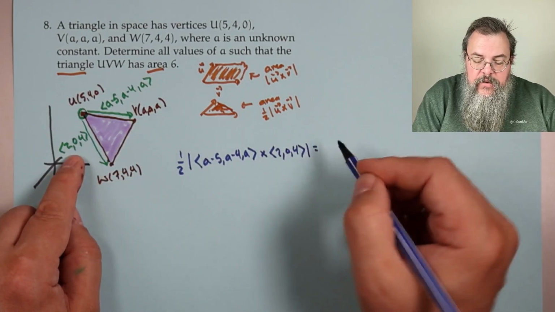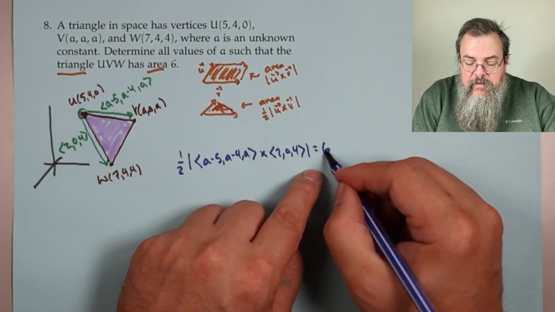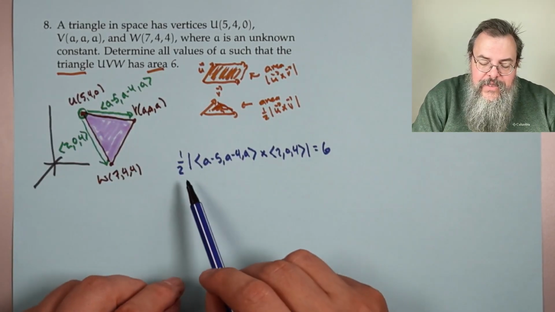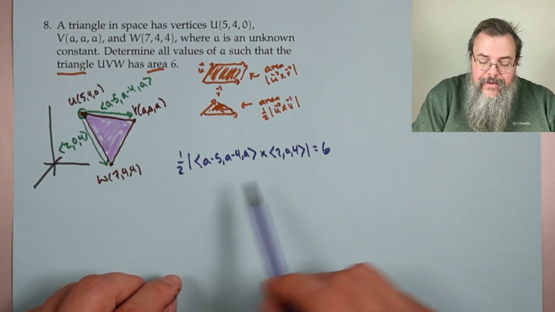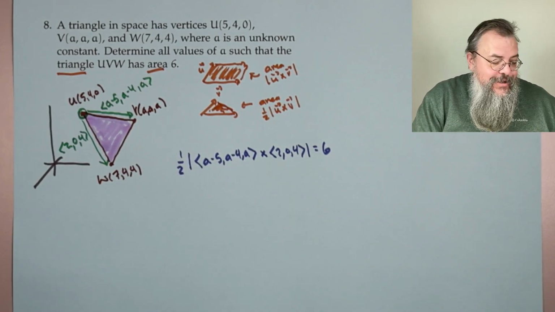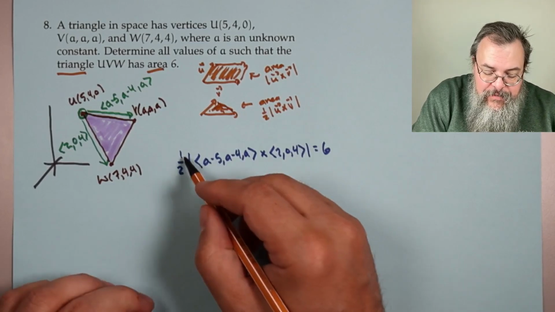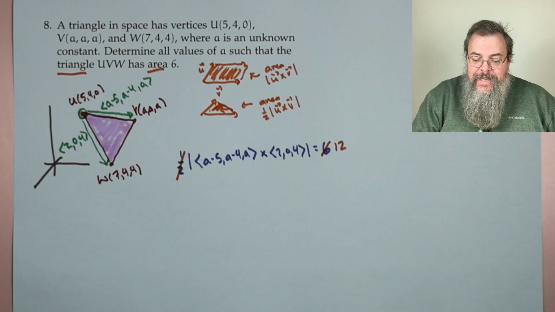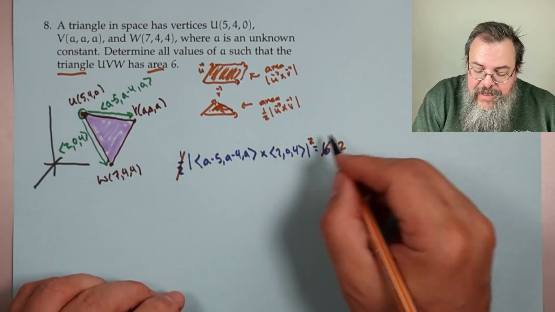Now, before we get too far along, that equals 6. I'm going to do two things. Let's multiply across. So we say, aha, using our advanced paper technology, I can multiply both sides by 2, so that this becomes 12. See how fancy that was? And then I can square both sides.